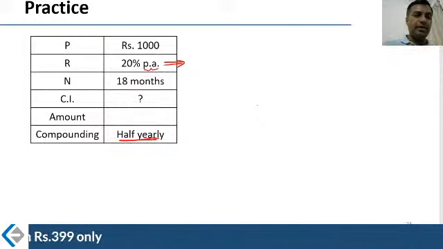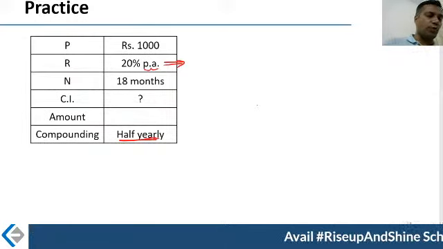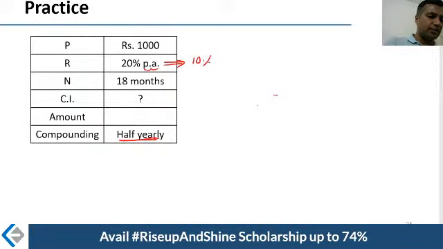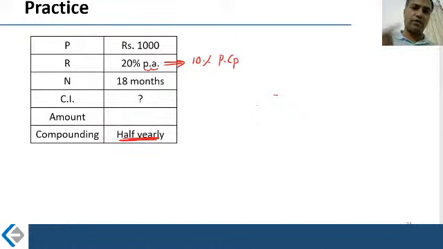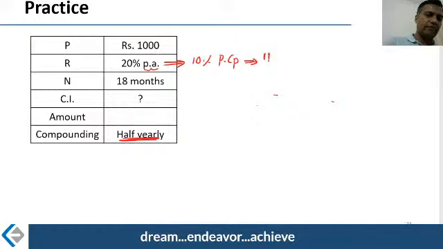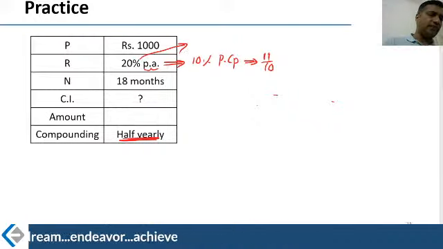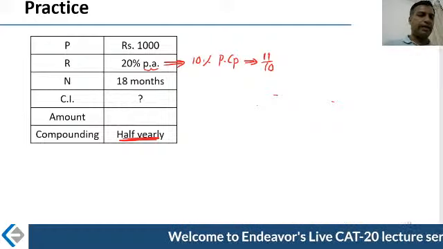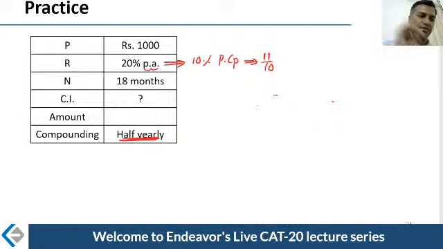What is the percentage per compounding period? You say 10% per compounding period. What is CP? Compounding period, because the compounding period is half yearly. Therefore 10% for half year, because 20% is for 1 year. What is the multiplier, friends? The multiplier is going to be 11 by 10, because 10% is nothing but 1 by 10. Don't write the multiplier for 20%, which is 6 by 5. Write 11 by 10. That is the multiplier for half year, for 6 months.